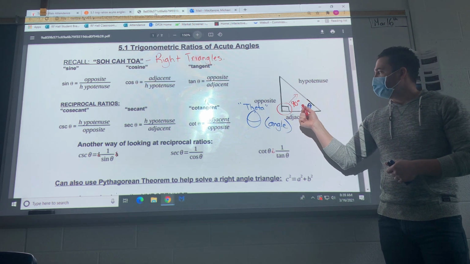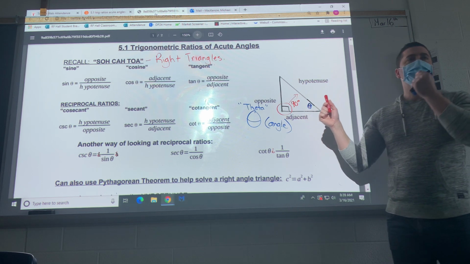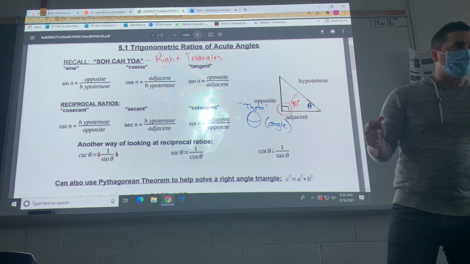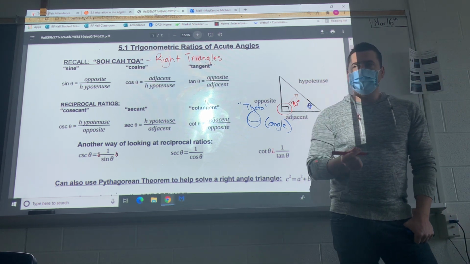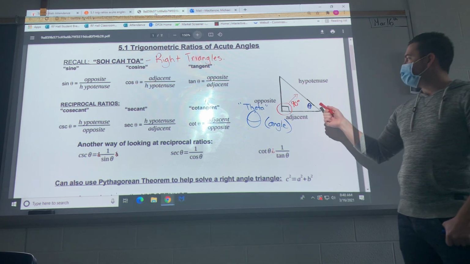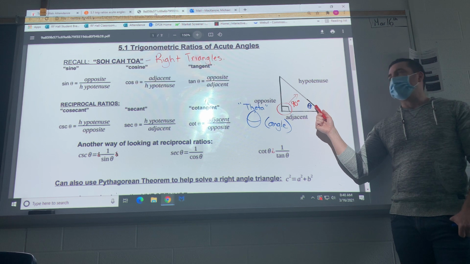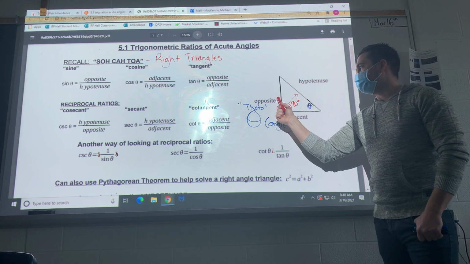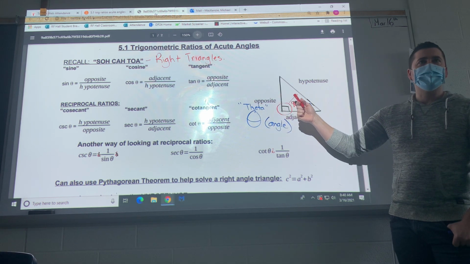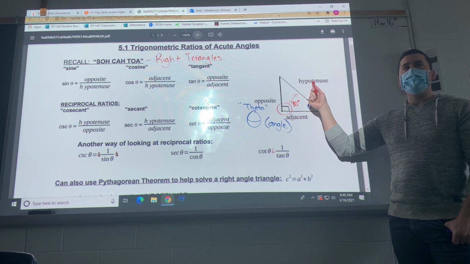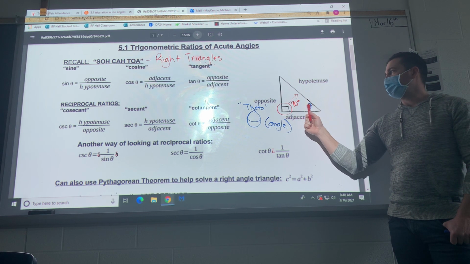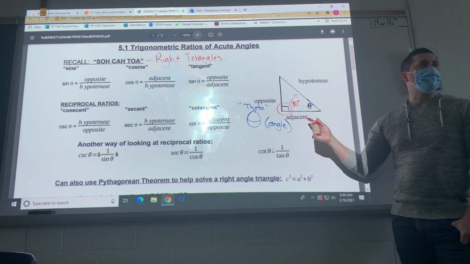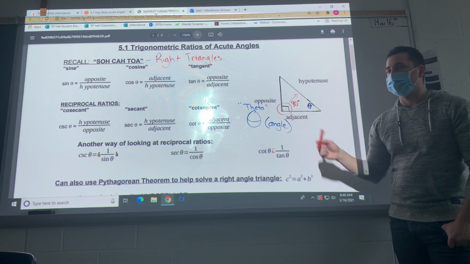If we are using this angle, then we can label our opposite and adjacent from here. I always label the hypotenuse first, and then I label the opposite side second. The opposite side is across from the angle that you're looking at. So across from the 90 is the hypotenuse, across from the angle that you're using is the opposite side, and lastly, whatever remains is our adjacent side.